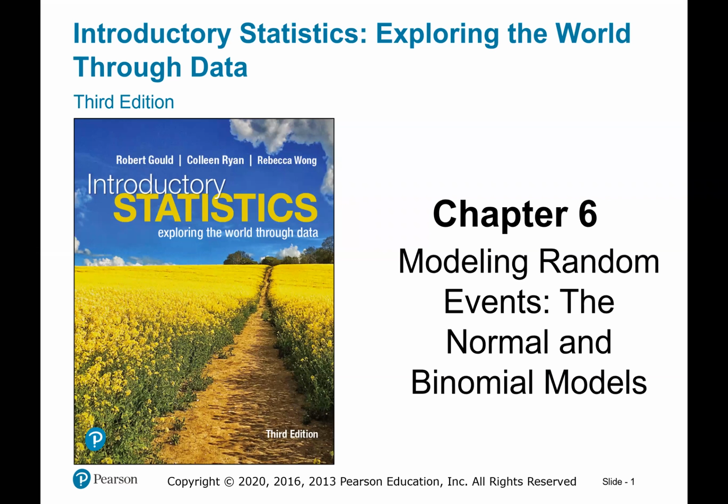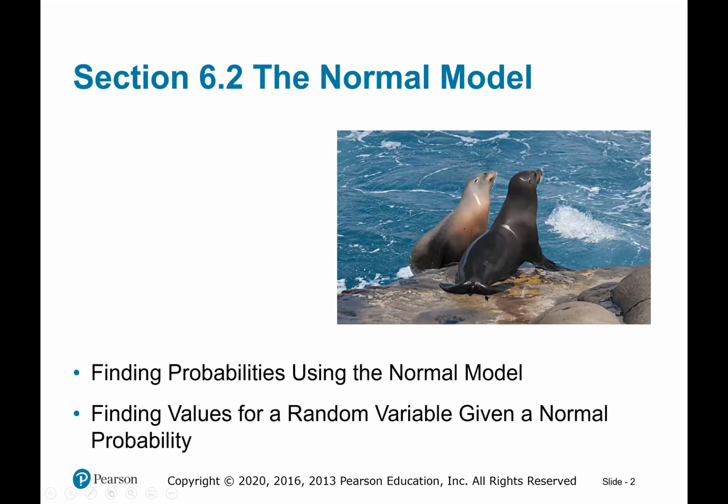Okay, so I'll come back with chapter 6, and now we're gonna talk about 6.2, the normal model. In this section, we're gonna find probabilities using the normal model, and we're gonna find values for a random variable given a normal probability. Okay.